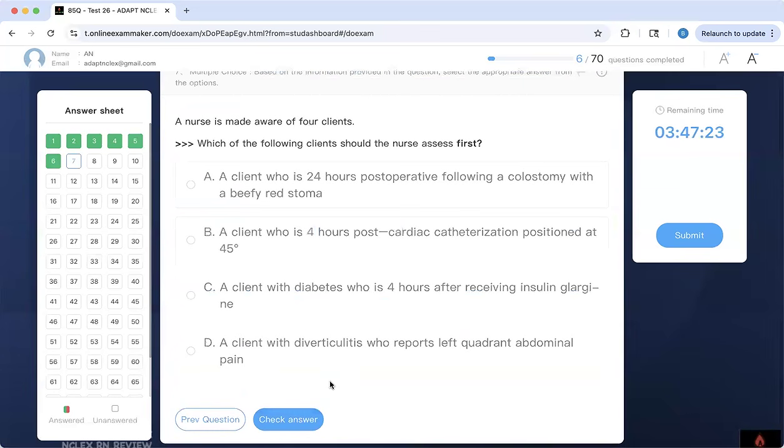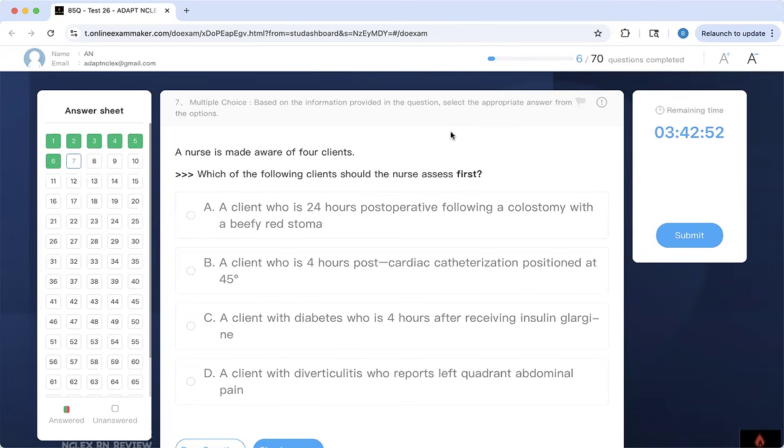And this is made aware for client. This is prioritization, management of care. Which of the following clients should the nurse assess first? A client who is 24 hours post-operatively following a colostomy with a beefy red stoma. A client who is 4 hours post-cardiac catheterization, positioned at 45 degrees. A client with diabetes who is 4 hours after receiving insulin glargine. A client with diverticulitis who reports left lower quadrant abdominal pain.